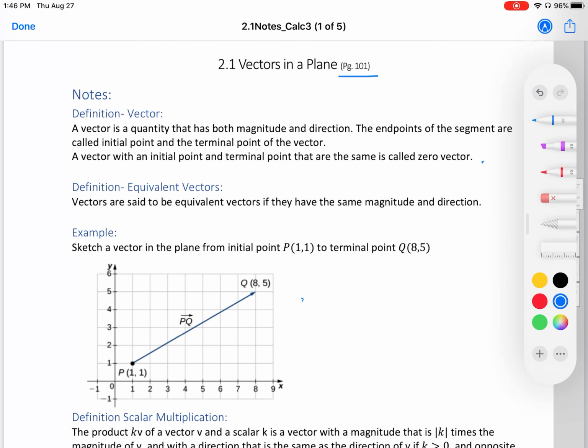So a vector has the initial point and the end point. The end point, that terminal point, usually has an arrow. The initial point is usually a single dot to represent that starting point. Hence, it has magnitude and direction. Next definition, equivalent vectors. Vectors are said to be equivalent vectors if they have the same magnitude and direction.